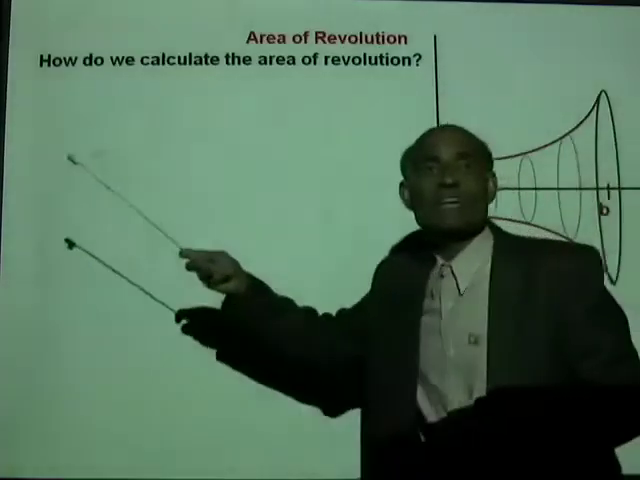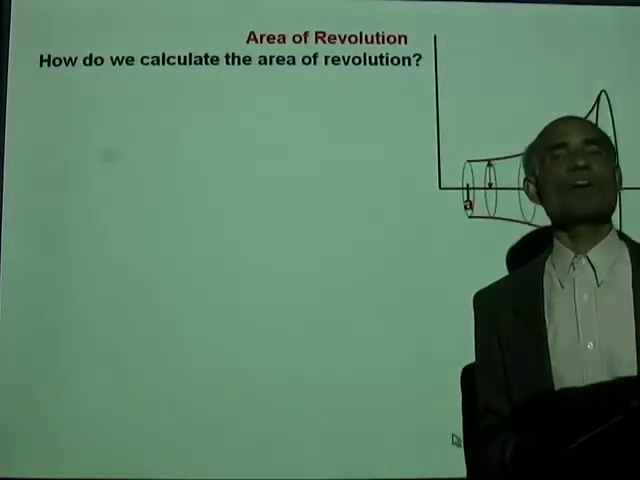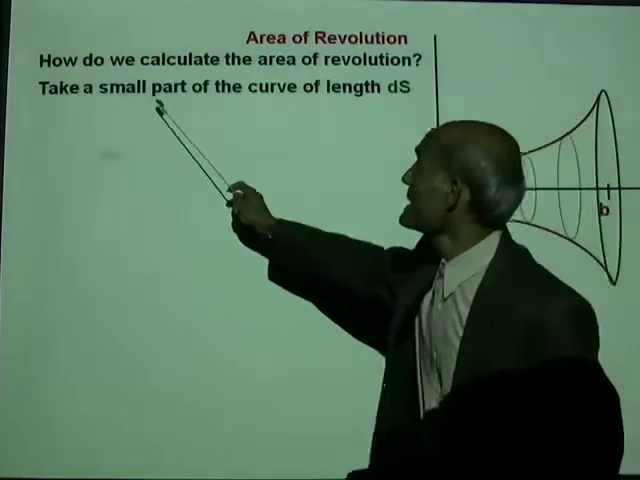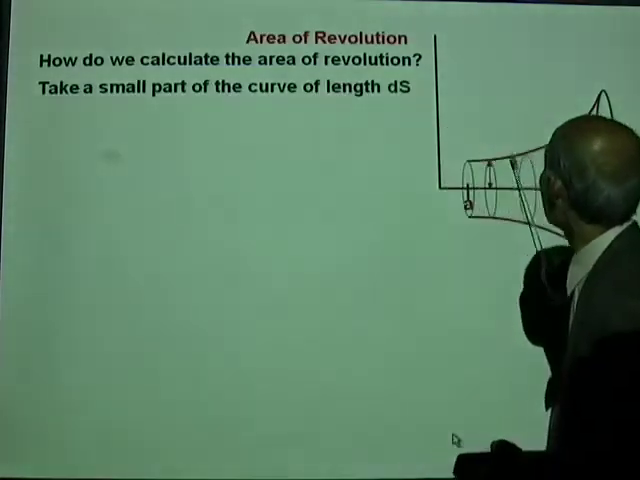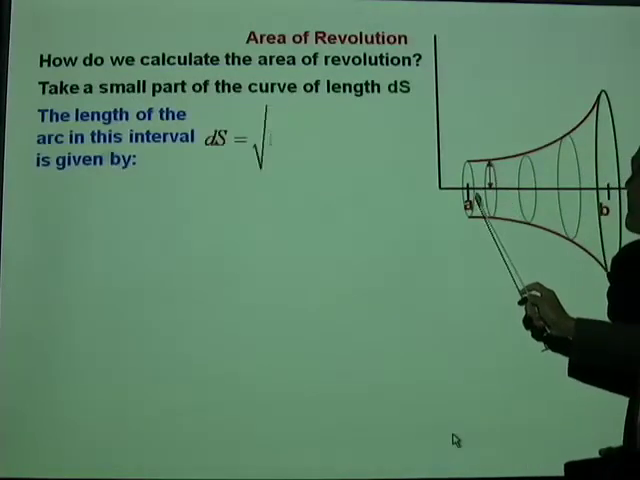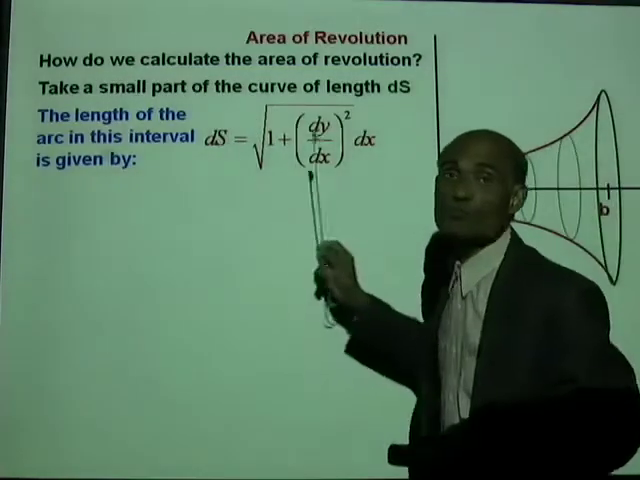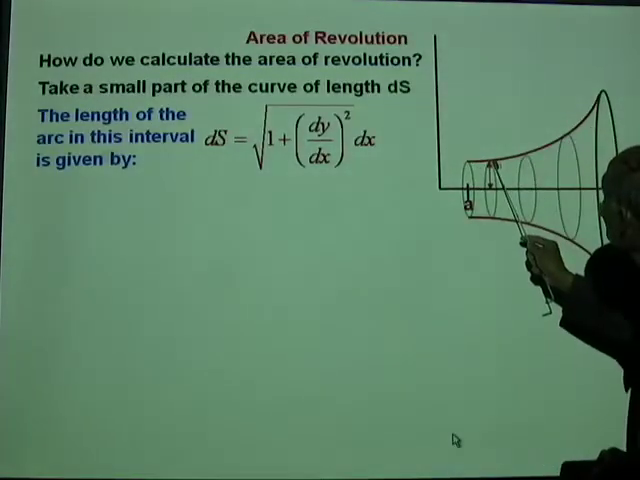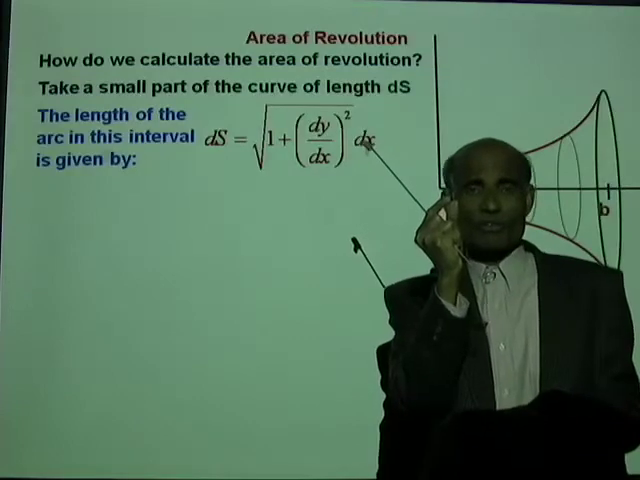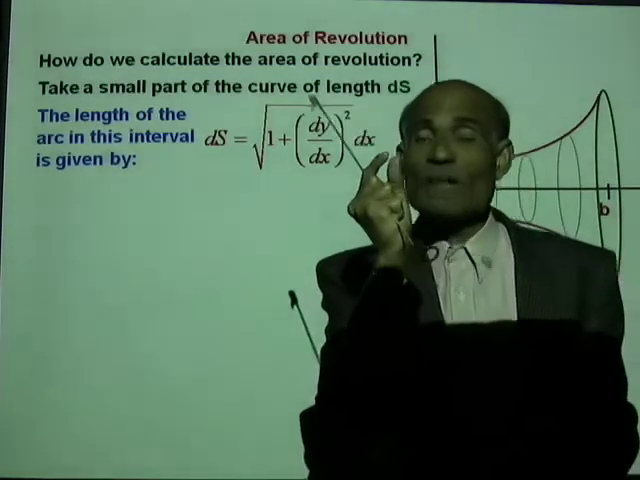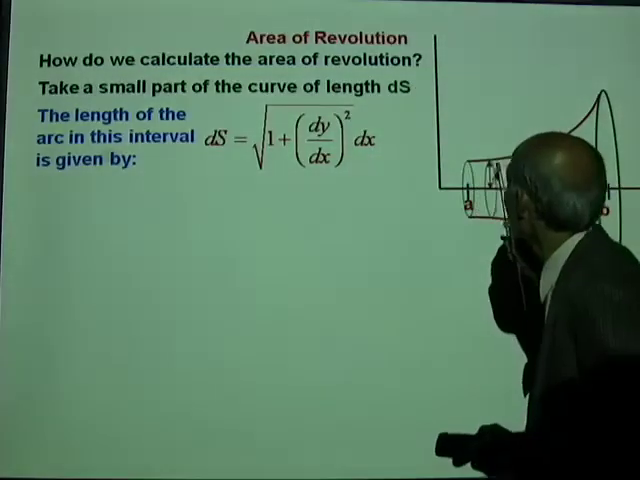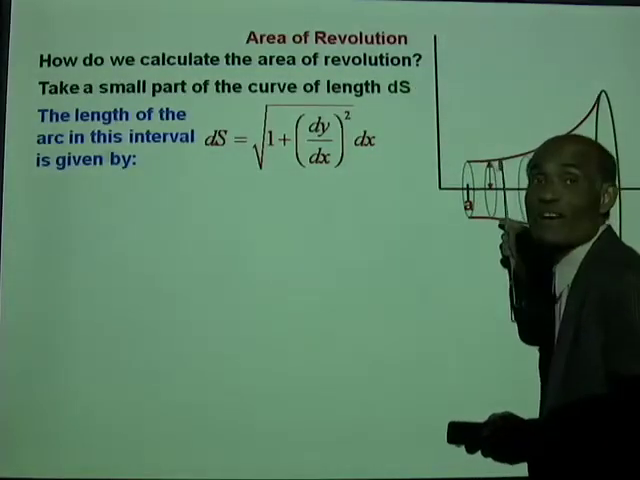This area. How do we calculate the area of revolution? That's our concern now. Take a small part of the curve of length ds. If you take a small part of length ds, that is very small, almost like a point, because only when the length of that ds is very small will it be equal to a straight line.